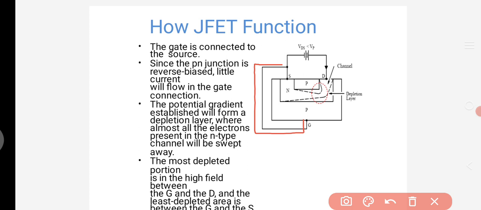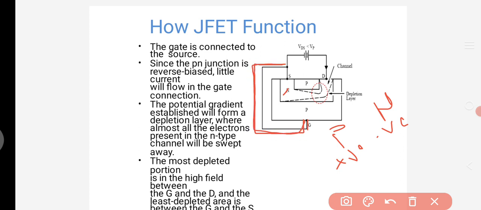Due to the connection of this gate to the source, we form a PN junction. This means the channel is the N-type channel, and the gate will be P. P means positive, N means negative, that is positive charge and negative charge. When we connect these two, we form a PN junction.